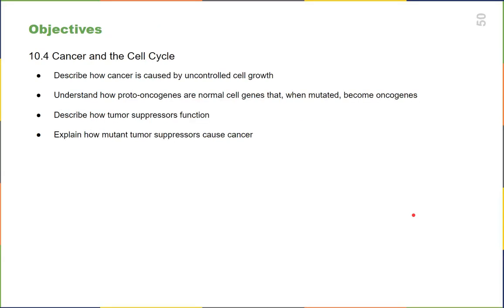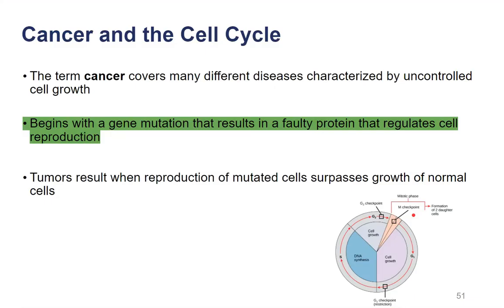So let's talk about what happens when there is uncontrolled growth. That's cancer. We'll talk about oncogenes and proto-oncogenes and tumor suppressor genes and what they are and why they're involved in cancer and how. So cancer and the cell cycle.